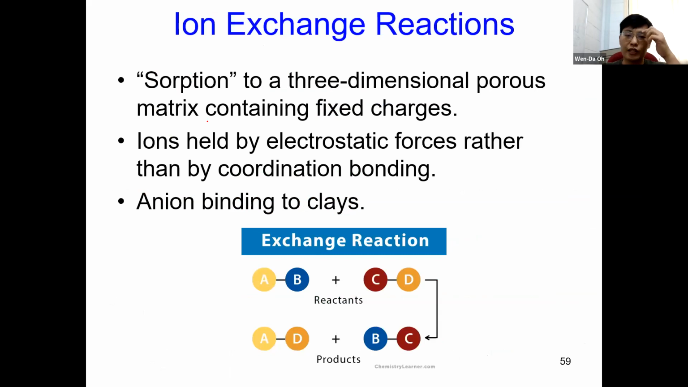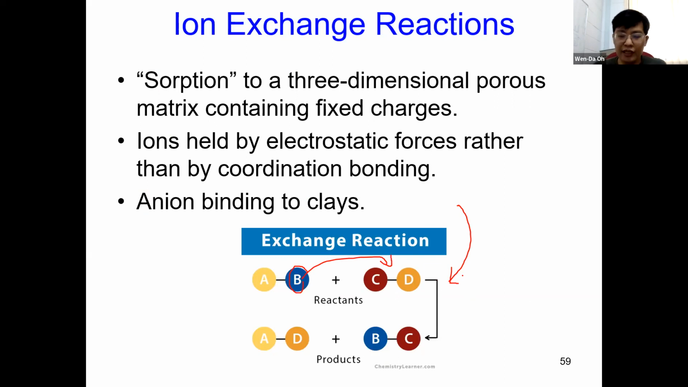So aside from complexation, we have ion exchange. Ion exchange is when you have the ions in the clay being exchanged with the pollutant. One example is this one. You have A, B, C, D. Then after the ion exchange reaction, your B is exchanged with the D. You have AD and BC. This is one of the examples whereby you have anion binding with the clay.